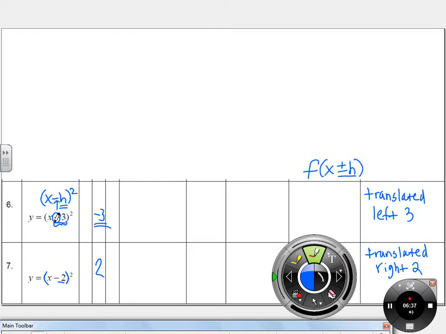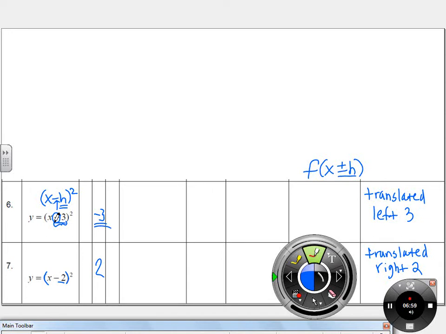So the horizontal stuff is tricky, right? Look again at the back of your transformations. Okay? When you add or subtract k at the very end, the vertical transformations, it's exactly what you see. Plus 5 is up 5, minus 1 is down 1. But when we do it with the horizontal ones, we have to be really careful about picking out the right h value so we see whether it's going left or right, right?